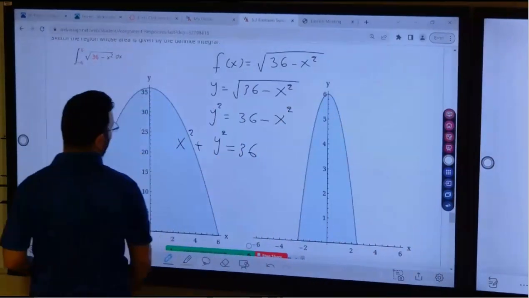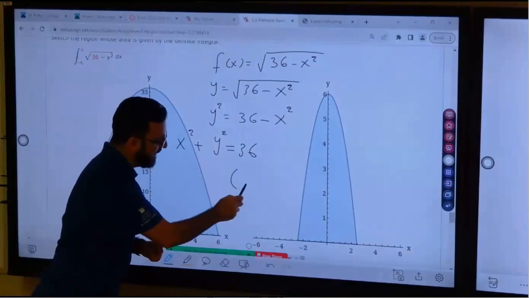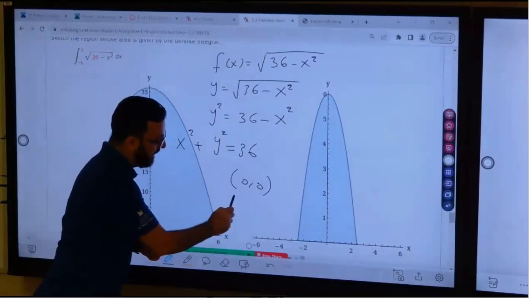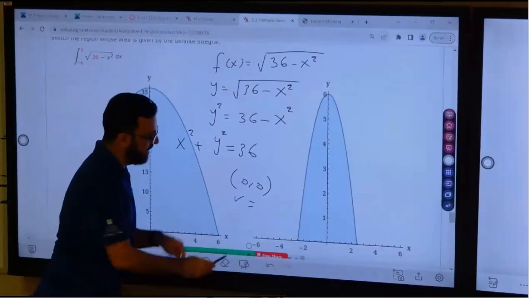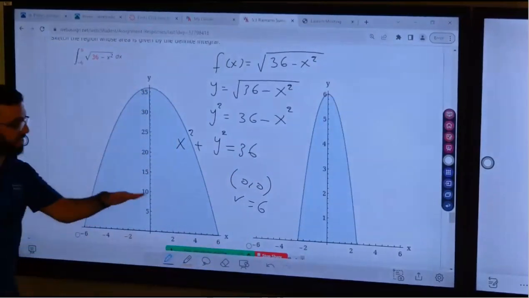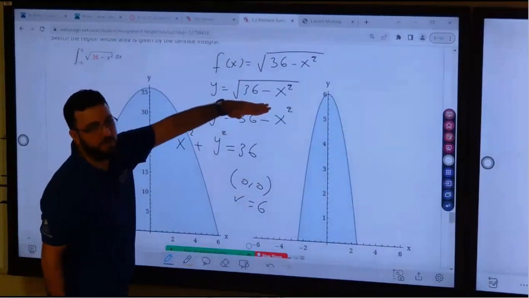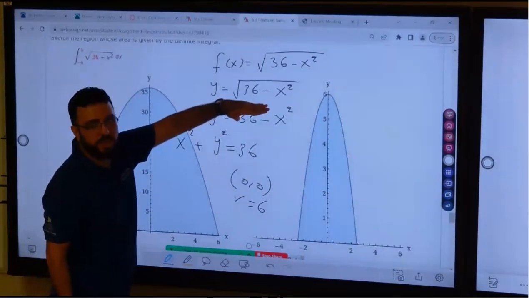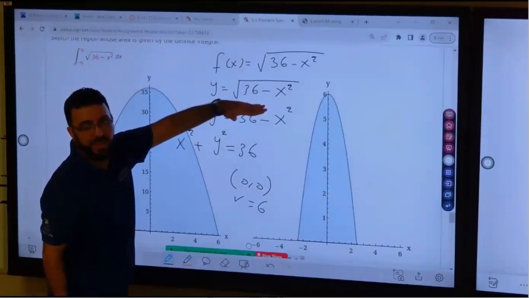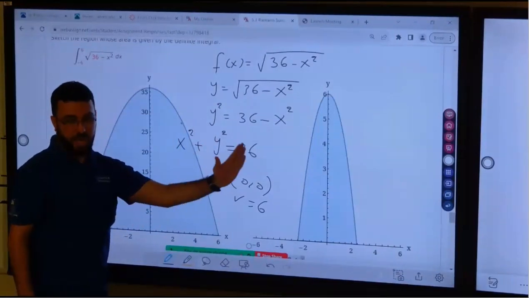Perfect. It's a circle. It's a circle with center 0, 0, and radius is what? Yes, so it's a circle. Now, what about if I have the square root? That means what? Now I know this is a circle with radius 36.